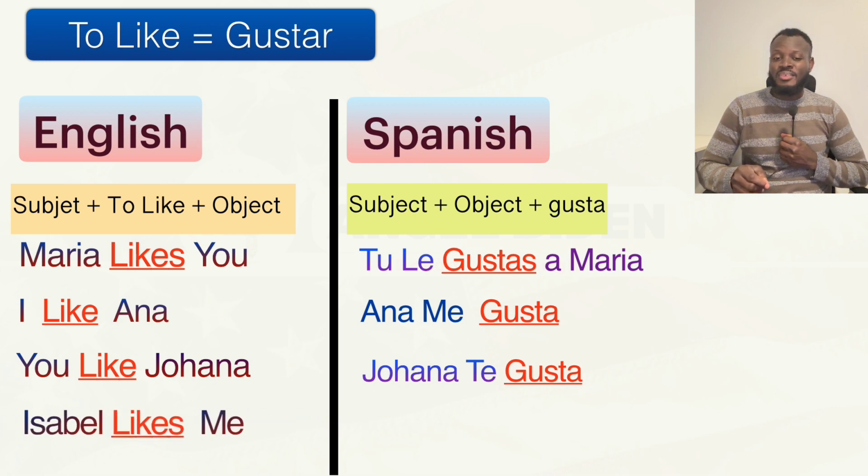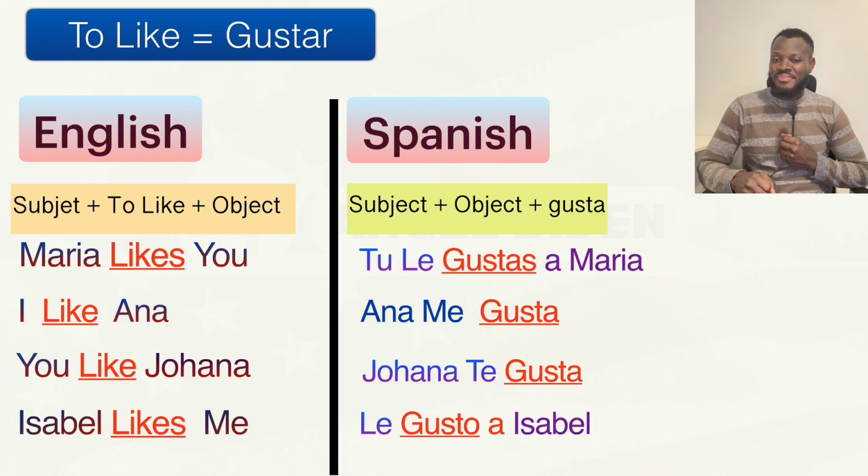Let's continue. Isabel likes me. If ever you guessed, le gusto a Isabel, that's correct. Isabel was subject and is going to be object. But since it is a noun, you have to put a before it. Le gusto a Isabel.